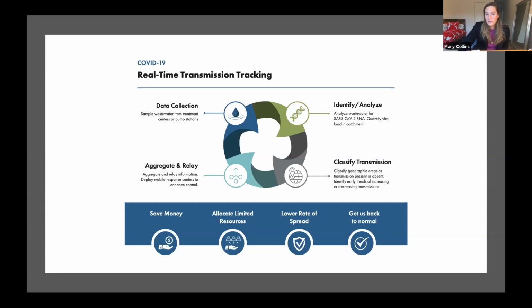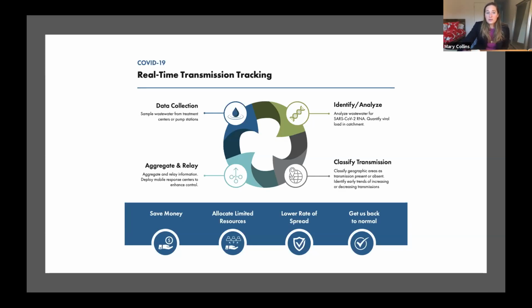And we have made a bunch of efforts to classify geographic areas as having changes in transmission. And we are hopeful that by developing a communication strategy where we classify geographic areas as having changes in transmission, we will identify trends earlier than one might if you waited for testing to happen in the healthcare system.